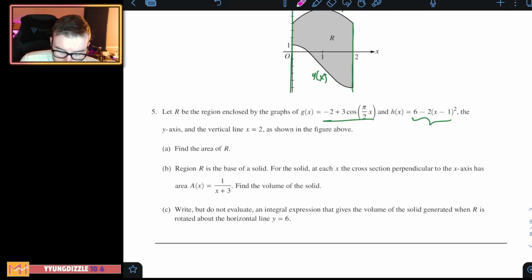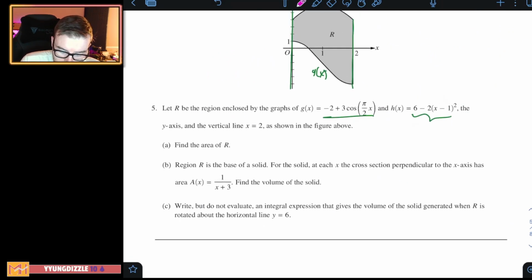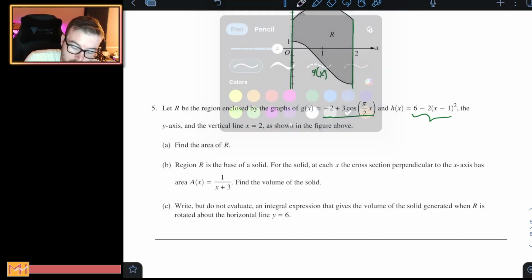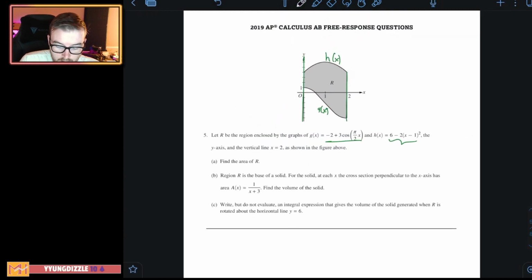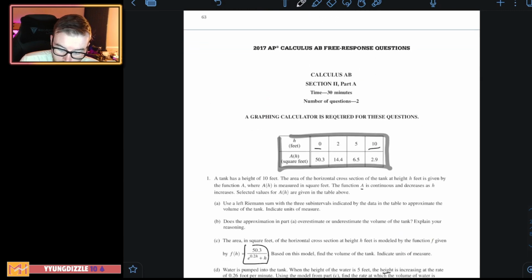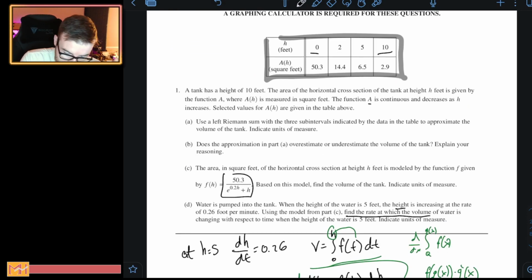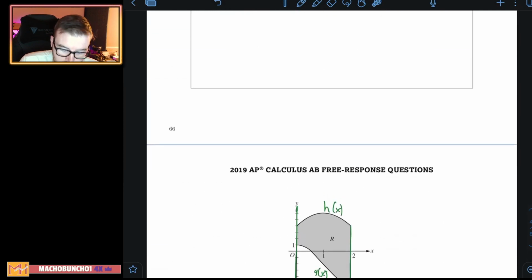The region R is the base of a solid. For the solid, at each x, the cross-section perpendicular to the x-axis has an area given. Find the volume of the solid. If you watched the Riemann sum video problem before this, this feels exactly like part C. They told us the area of the cross sections and we integrated it. So let's do it again.